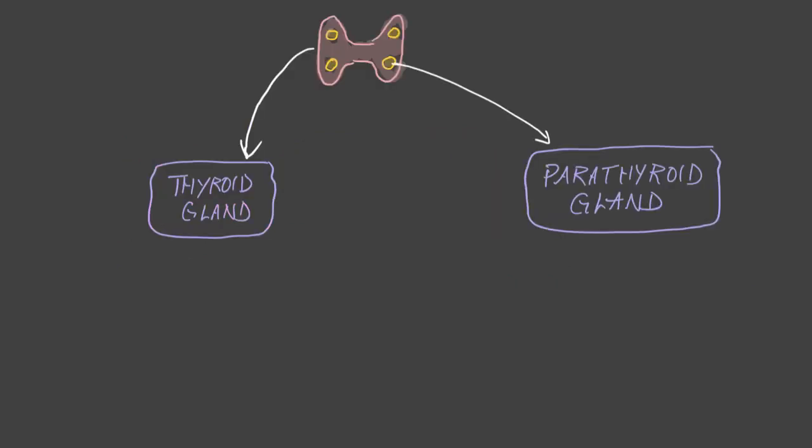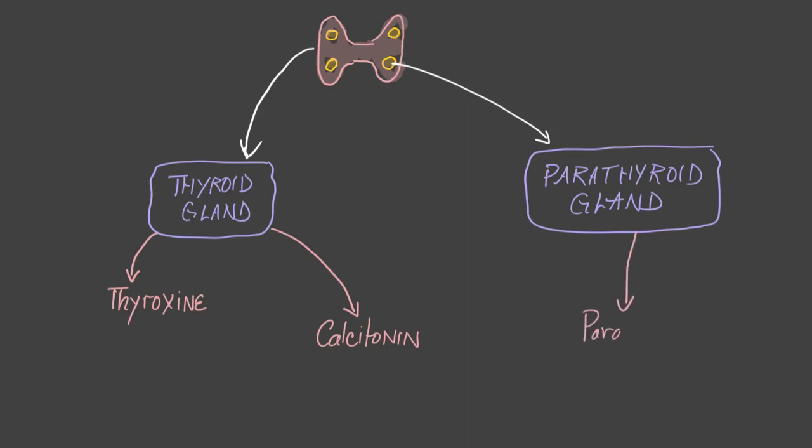Let's move down to the throat area, where we have the thyroid gland and the parathyroid glands. The thyroid gland helps to raise metabolic rate and lower blood calcium levels. So it produces two hormones that do this: thyroxine, which raises the metabolic rate of the body, and calcitonin, which tones down the level of calcium in blood. The parathyroid glands produce parathyroid hormone. Parathyroid hormone works opposite to calcitonin. It raises blood calcium levels.